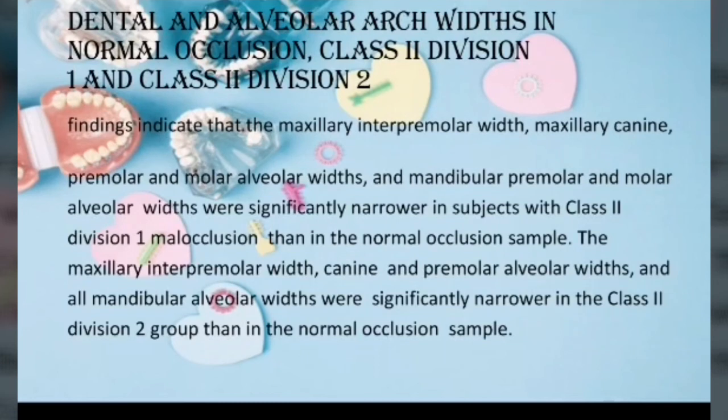Dental and alveolar arch widths in normal occlusion, Class 2 Division 1 and Class 2 Division 2. Findings indicate that maxillary interpremolar width, maxillary canine, premolar and molar alveolar widths, and mandibular premolar and molar alveolar widths were significantly narrower in subjects with the Class 2 Division 1 malocclusion than in the normal occlusion sample. The maxillary interpremolar width, canine and premolar alveolar widths, and all mandibular alveolar widths were significantly narrower in a Class 2 Division 2 group than in the normal occlusion sample.